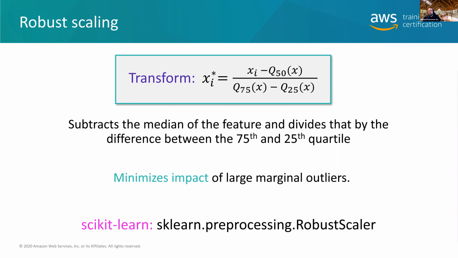After the transformation, it will be robust to outliers because the outliers are going to have a minimal impact when calculating the median and the quartiles, right? Robust scaling can be done using the robust scaler function like you see there, inside scikit-learn.